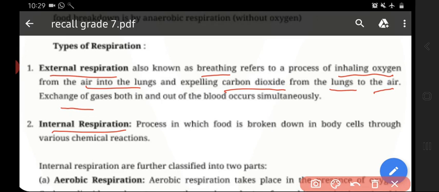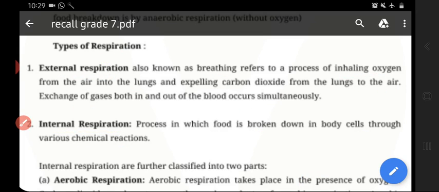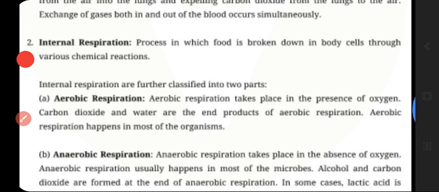Exchange of gases both in and out of the blood occurs simultaneously. Next, it is internal respiration, the process in which food is broken down in the body cells through various chemical reactions. That is called internal respiration. So food breakdown and releasing of energy is internal respiration, and the inhalation and exhalation process is external respiration.